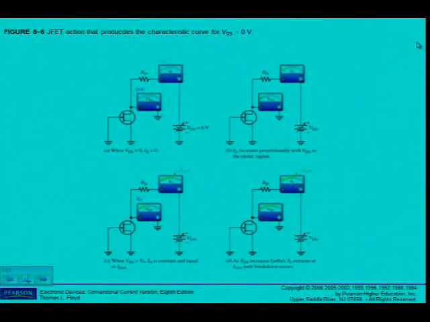When VG is equal to 0, ID increases proportionally with VDS in the ohmic region. That is between points A and B. And then in figure 8.6c, when VDS is equal to V pinch off, ID is essentially constant and equal to IDSS. You can see my maximum current is now reached with the voltage applied. And in the last picture I still have the value of IDSS although I increased the value of VDS.